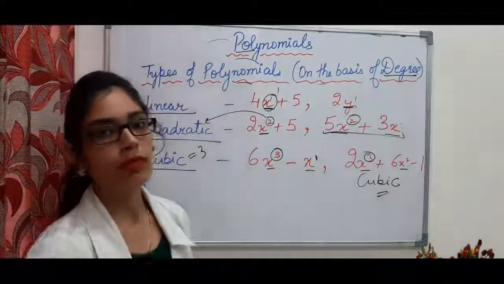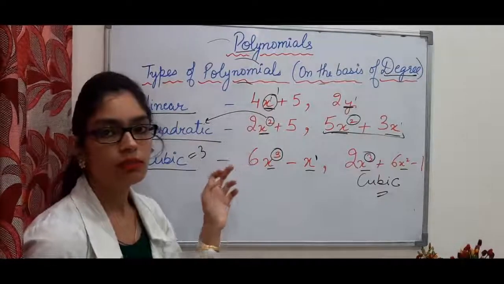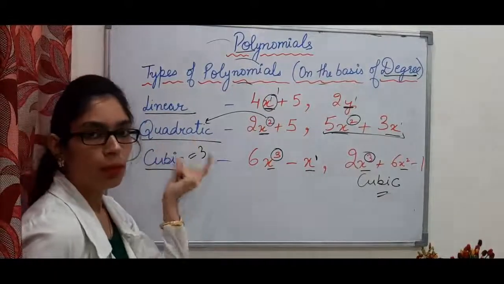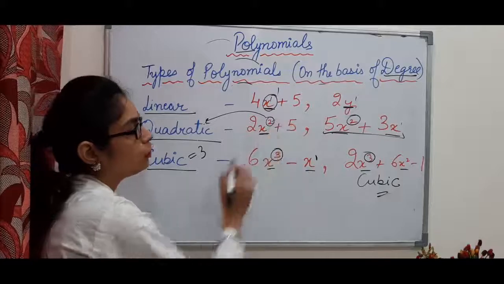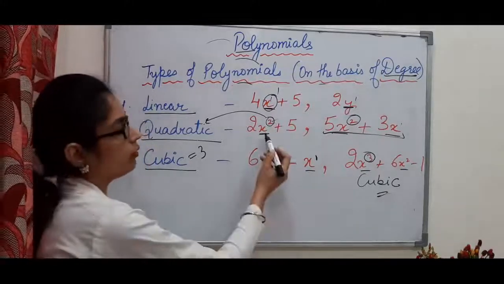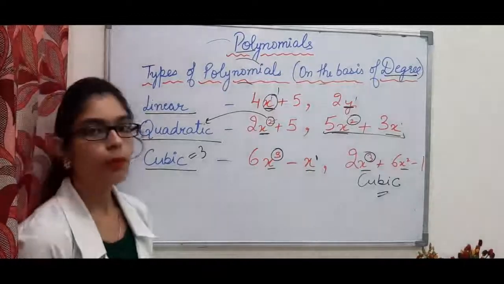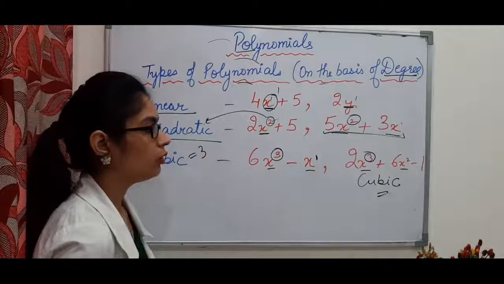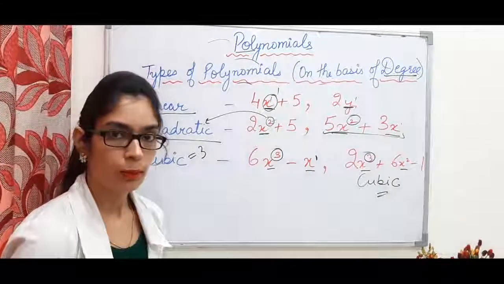So once again we will revise it. Linear polynomial means the highest degree of the variable should be 1. Quadratic polynomial means the highest degree of the variable should be 2. Here you can see the highest degree is 2, so they are considered as quadratic polynomials. And cubic means whenever the highest degree of the polynomial is equal to 3, that is known as a cubic polynomial.